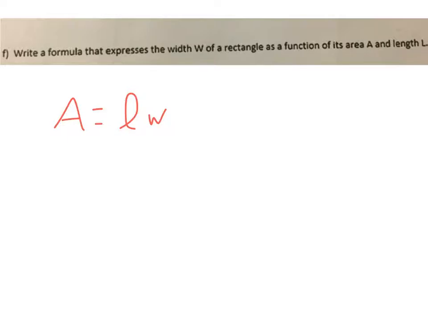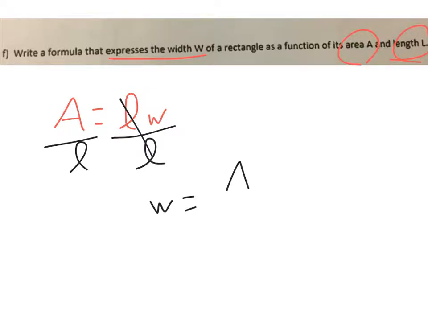Absolutely. Now then we have to isolate it for what? It expresses the width in terms of its area and its length. So I want to get width by itself. So the hard part of that one is knowing the formula, coming up with it. Because now then, to get width by itself, it's being multiplied by length. So we divide by length. So we would say the width is equal to the area of the rectangle divided by the length of that rectangle.